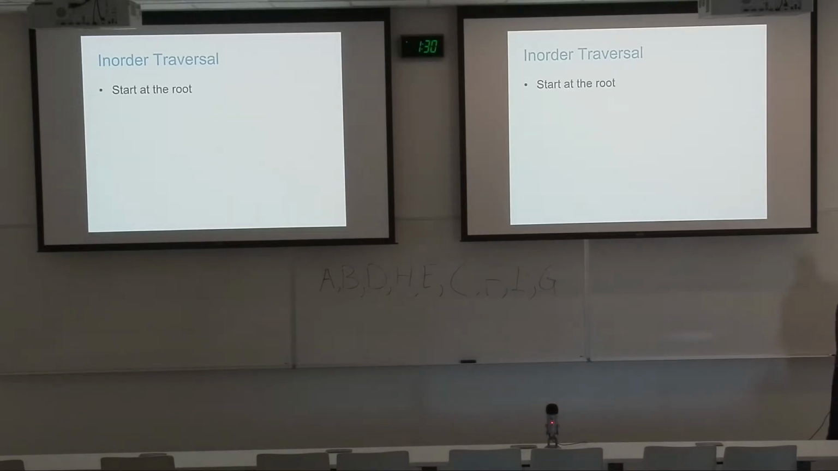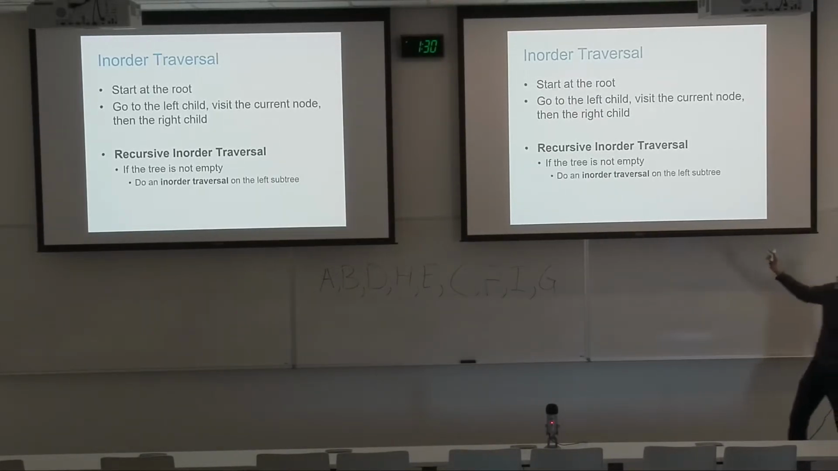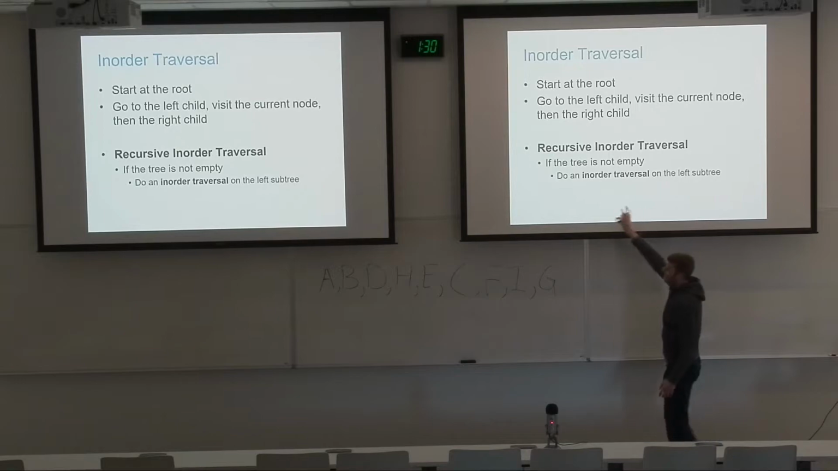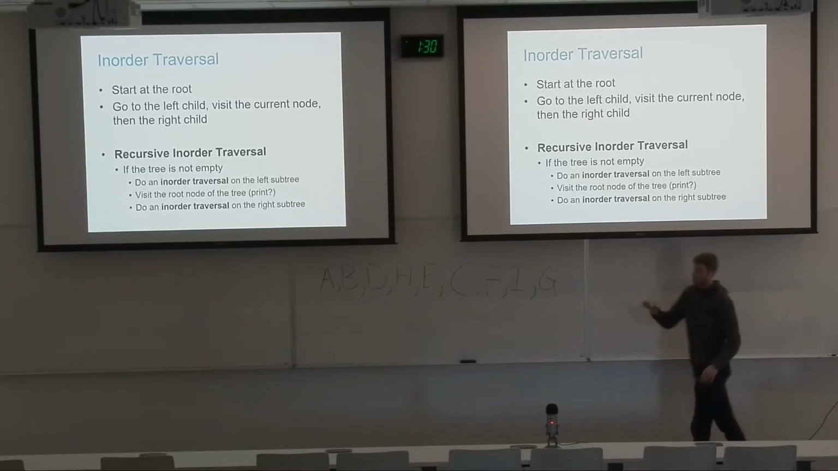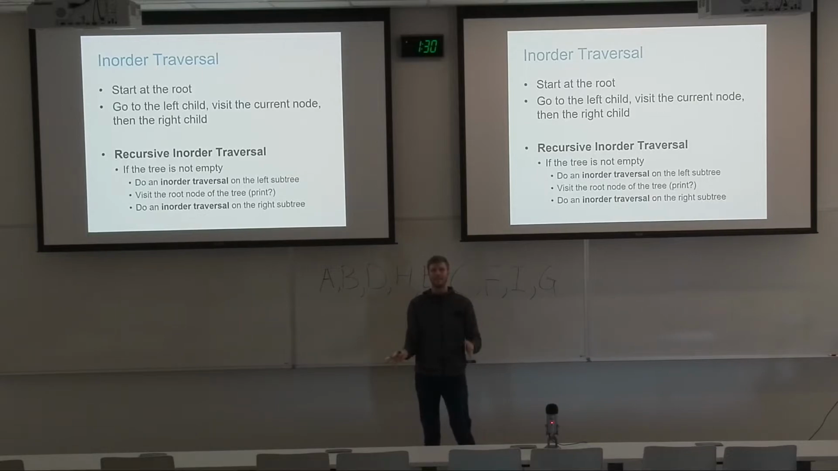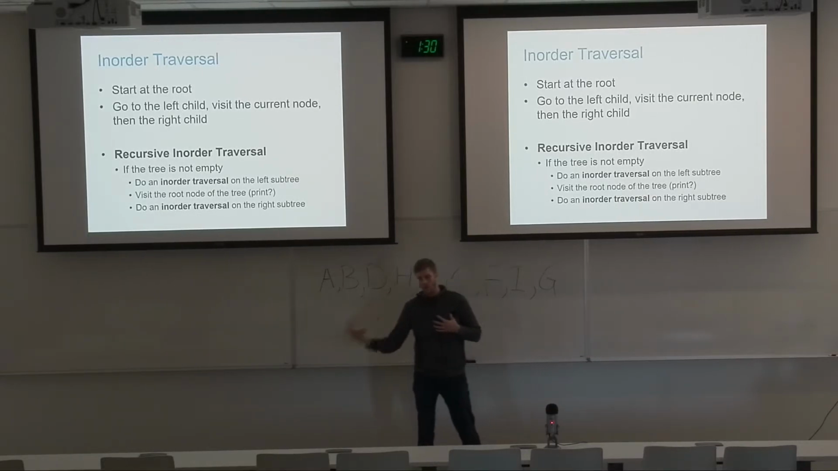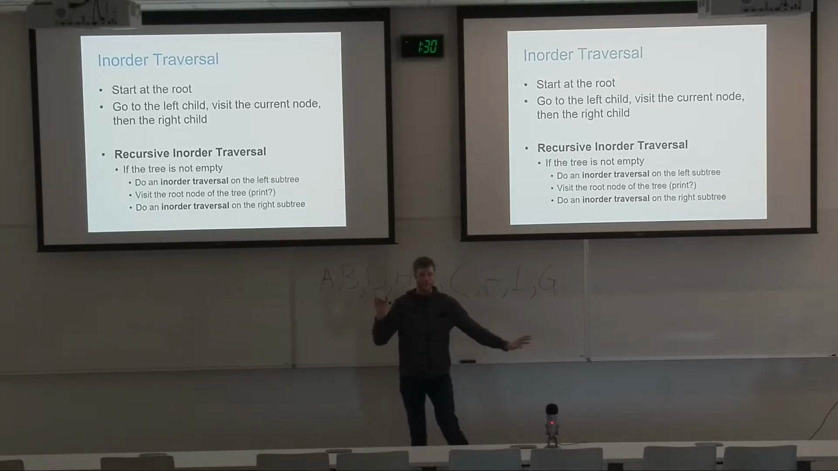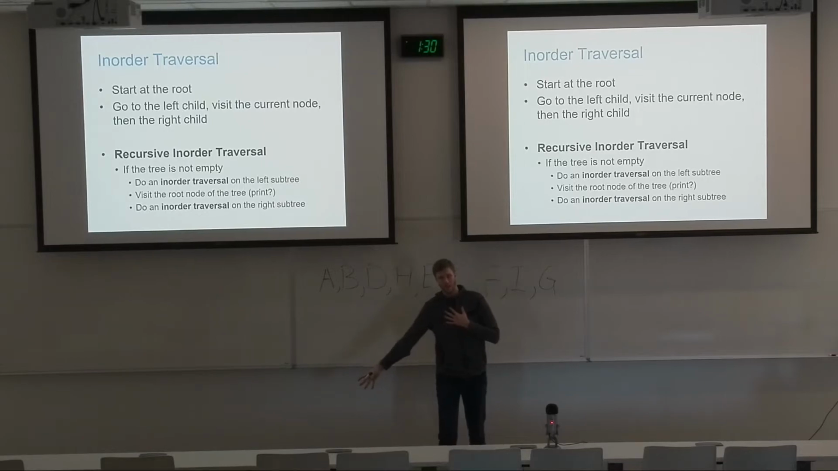So let's look at in order. Start at the root. If the tree's not empty, do an in-order traversal on the left subtree. Then print out the current node. Then do an in-order traversal on the right subtree. So with pre-order, I dealt with the node before anything. Then I went to the left, then I went to the right. Now with in-order, I go to the left, then handle me, then go to the right.